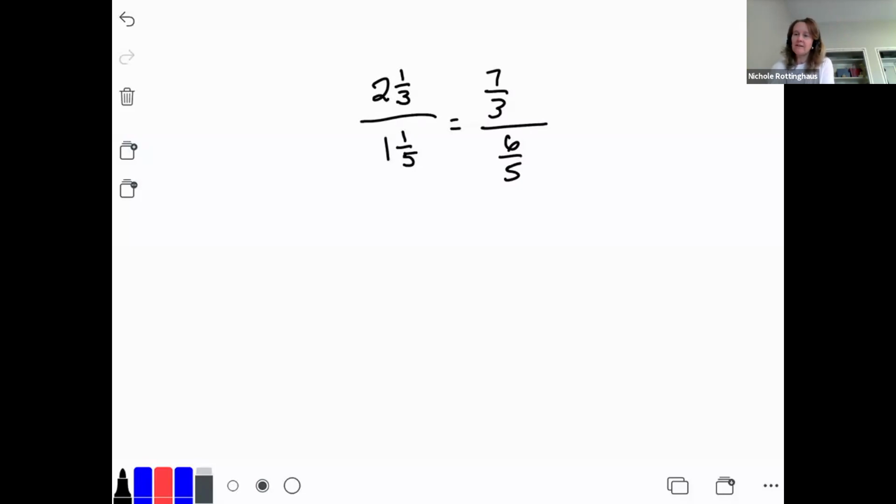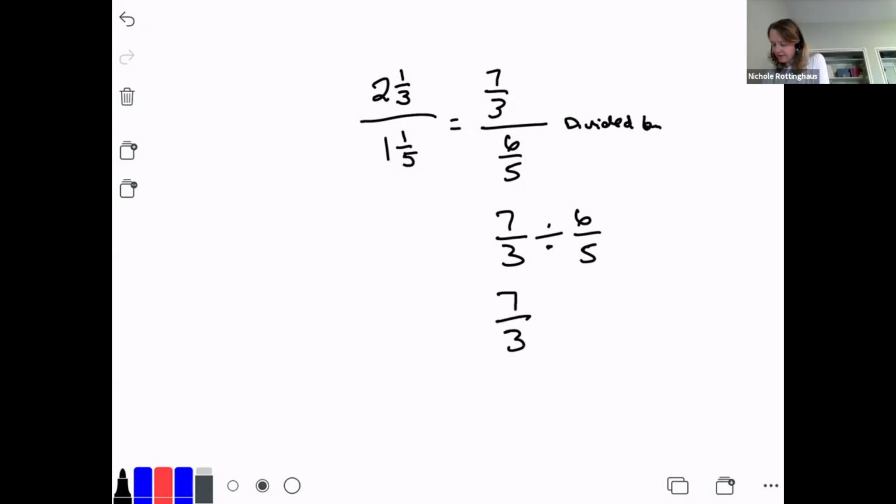And I always, because I know sometimes people get tripped up on which number comes first and which number comes second, it's always the top number divided by the bottom number. And so it's 7/3 divided by 6/5. I always write it out that way, and that way I don't mess it up. Now, dividing fractions means I have to multiply by the reciprocal. So this is 7/3 times 5 over 6.